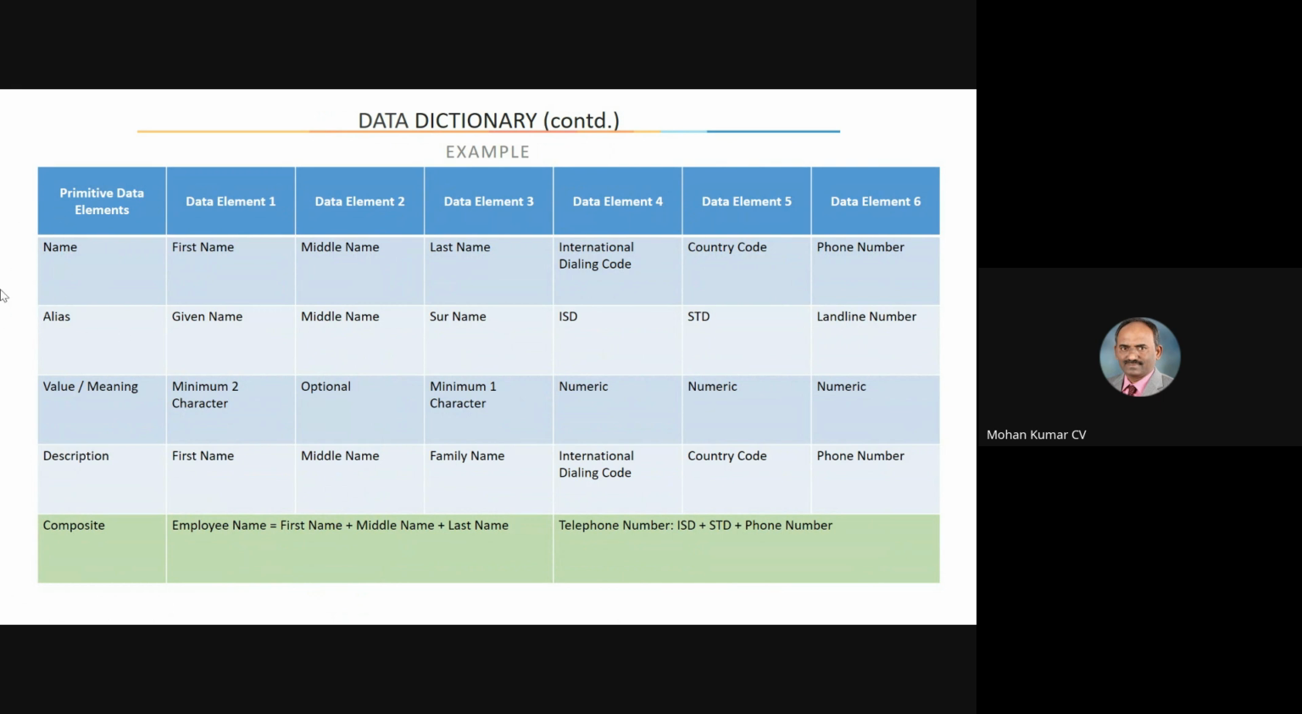So if you look here, the primitive data elements can be like I told you about employee. When I say employee, employee name can be a data element: first name, middle name, last name, whatever details. Now composite could be employee name, first name plus middle name plus last name. If I add, it becomes a composite data element. So for telephone number, I can put ISD plus STD plus phone number. That becomes the total telephone number. So when you are putting the data element, you are putting the split up, but you can have a composite data element as telephone number, which is a combination. So that's how it is.